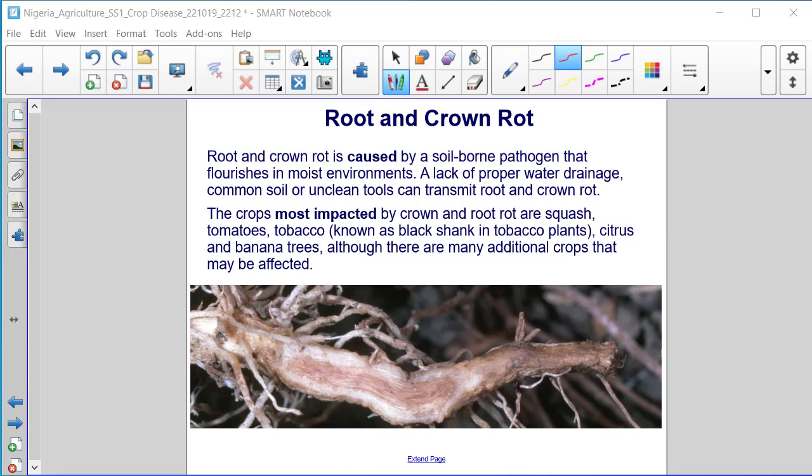Root and crown rot is caused by a soil-borne pathogen that flourishes in moist environments. A lack of proper water drainage, common soil, or unclean tools can transmit root and crown rot. The crops most impacted by crown and root rot are squash, tomatoes, tobacco, known as black shank in tobacco plants, citrus and banana trees, although there are many additional crops that may be affected.